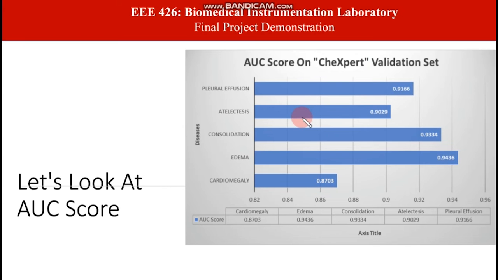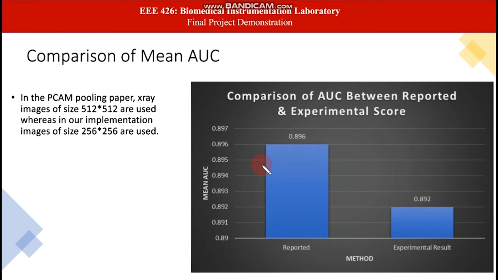In this problem, 5 pathologies are classified. We can see that PCAM pooling can perform better in classifying edema and performs poorly in classifying cardiomegaly. In comparison of the mean AUC score, we can see that the reported mean AUC score is better than the experimental result due to the larger image size.